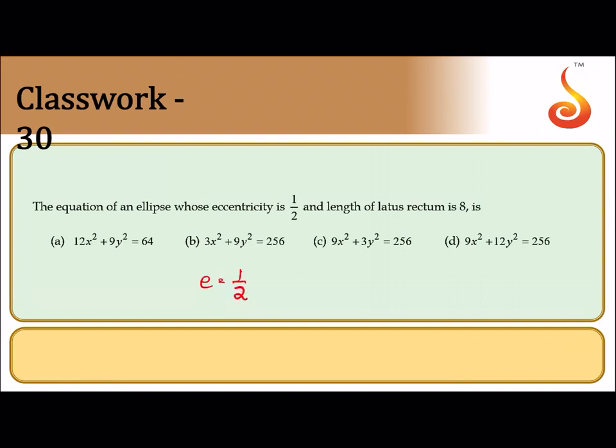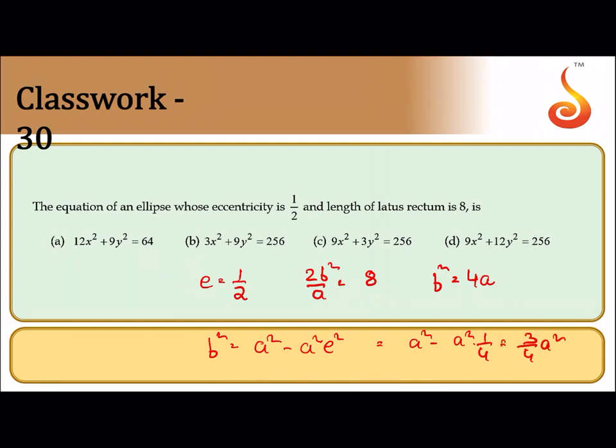30. Find the equation of the ellipse whose eccentricity is 1 by 2 and length of latus rectum is 2. So e is given as 1 by 2, and the length of the latus rectum is 2b square by a. Same concept: b square is equal to a square minus a square e square. So this is a square minus a square by 4, which gives you 3 by 4 a square. So b square is equal to 3 by 4 of a square.